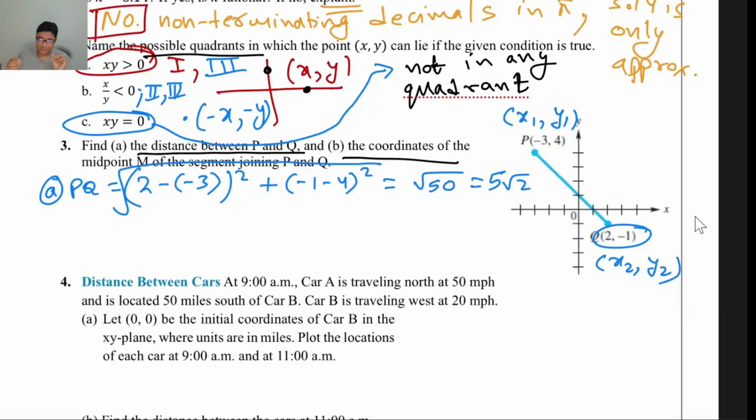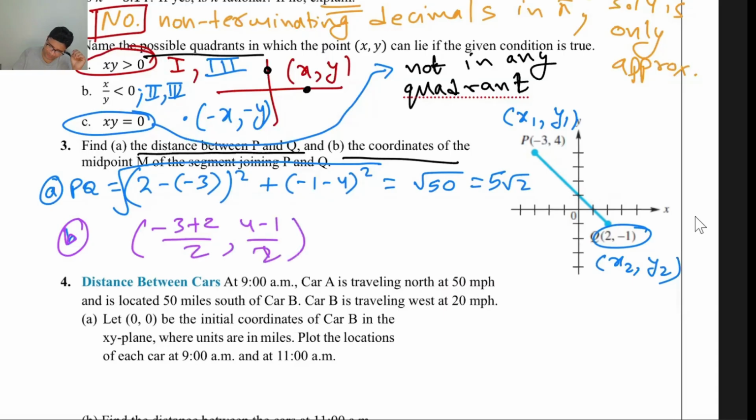The coordinates of the midpoint. Coordinates of the midpoint of what? PQ. And the answer will be -3 plus 2 divided by 2, 4 minus 1 divided by 2, which is negative 1 over 2. Okay.